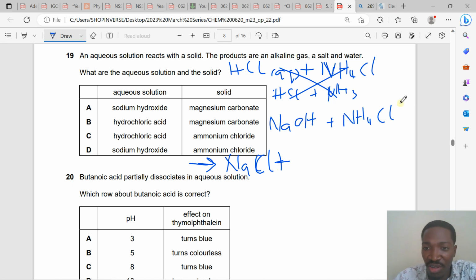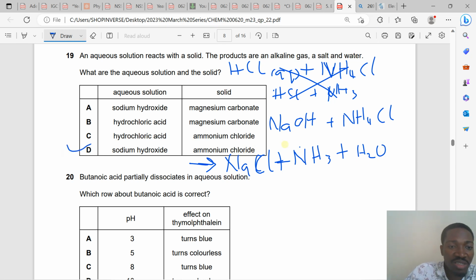Of course not. What this will form will be NH3, ammonia gas. Then the hydrogen there attaches itself with the hydroxide to form water. That's what we were looking for. Good. This is the alkaline gas, ammonia, and a salt. The salt is sodium chloride. Then water, H2O. Yeah, that makes D the correct answer to this question.